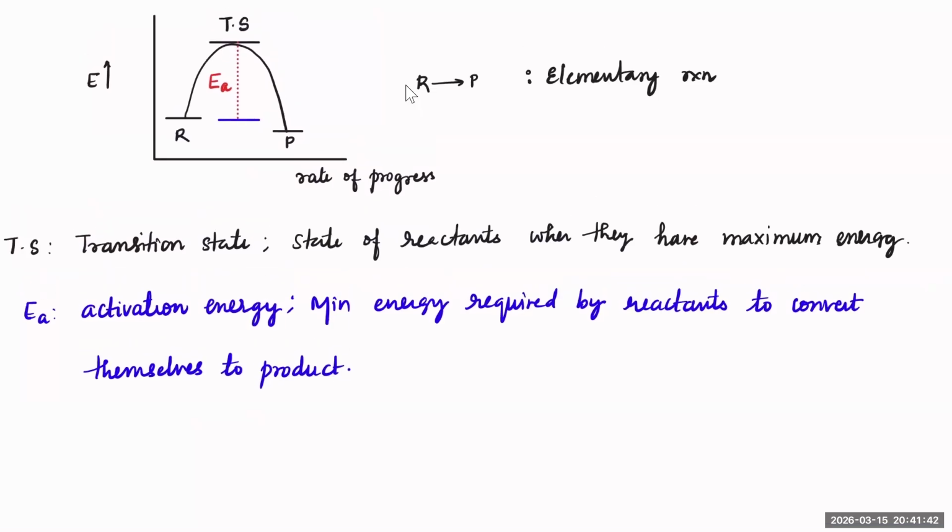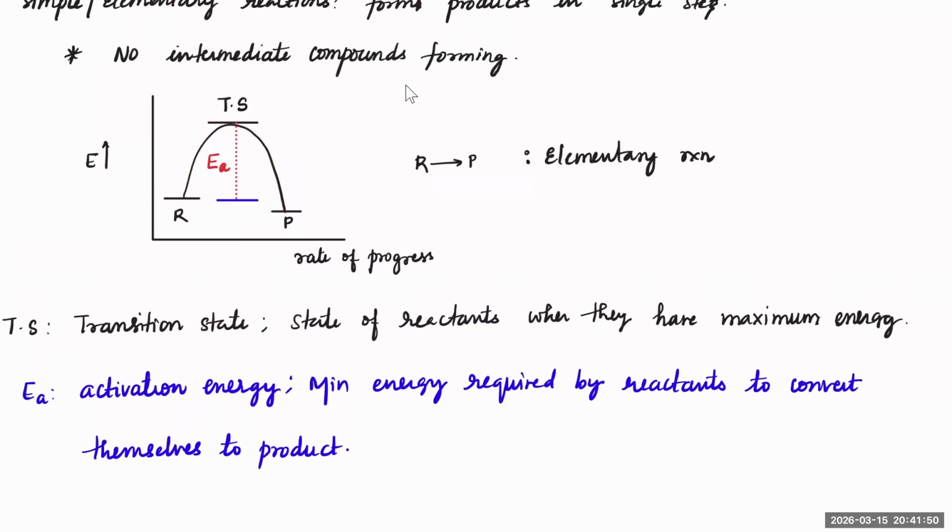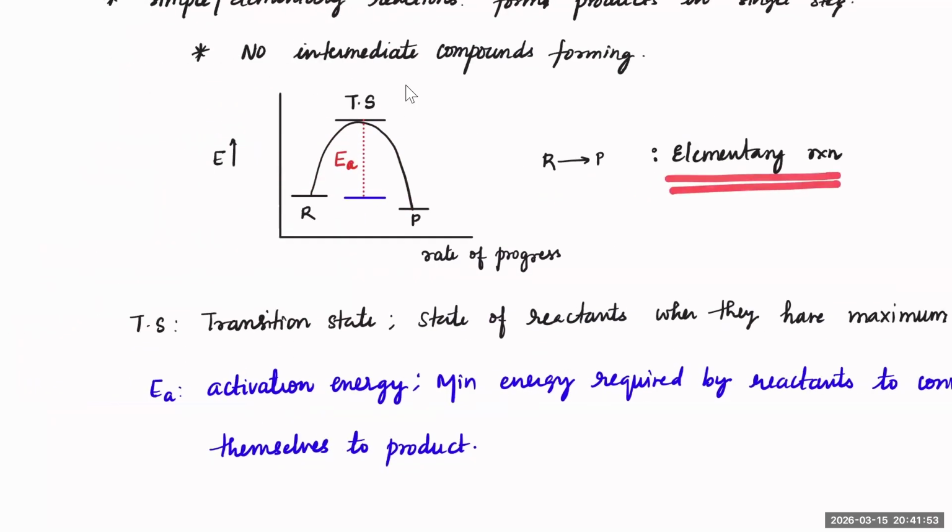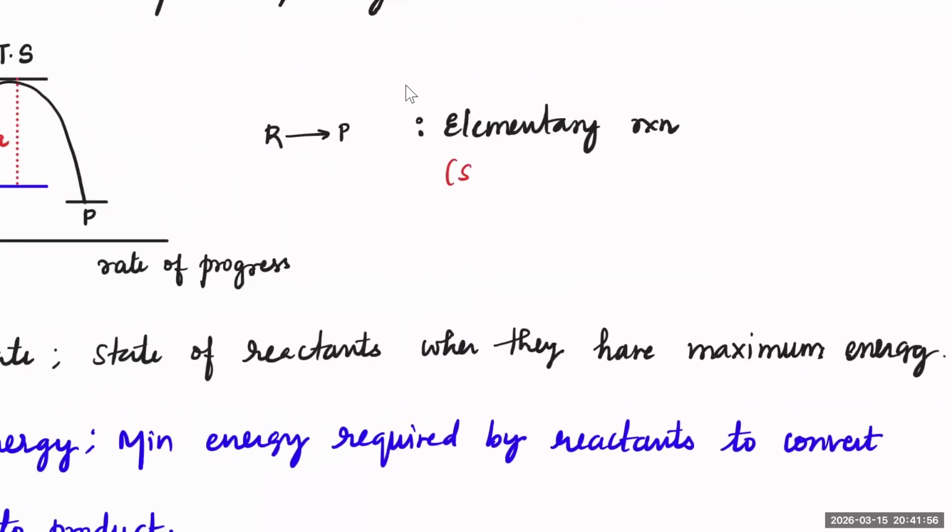Now, notice this one carefully. If a reactant is becoming a product just via a transition state, then such types of reactions are called elementary reactions, also known as single step reactions. Single step reactions. Got it? Some of you must have done reaction mechanisms in which you might have learned about SN2 type reactions, E2 type reactions, E1 type reactions. These are all single step reactions. That means they happen in one step. Got it?